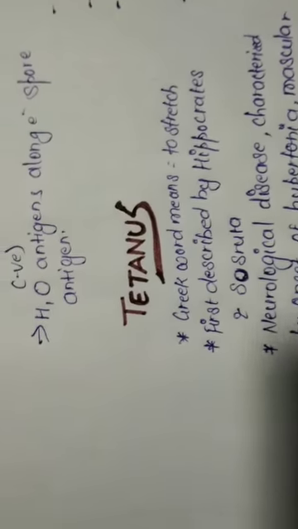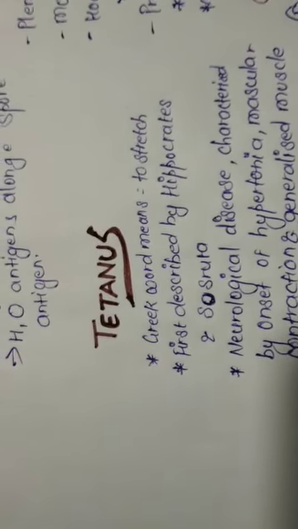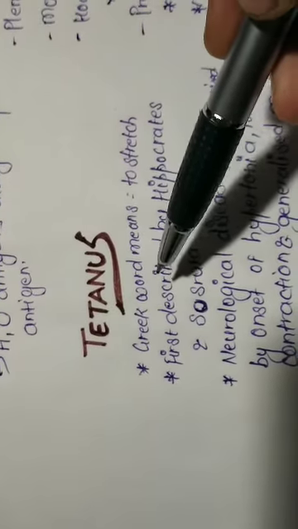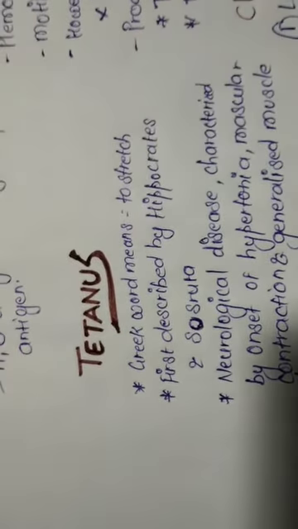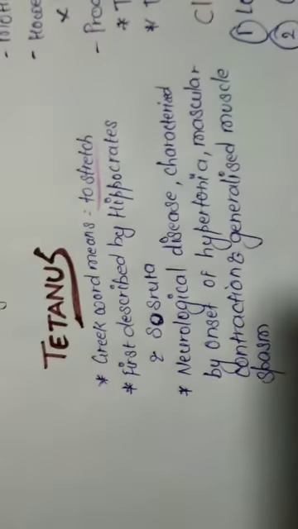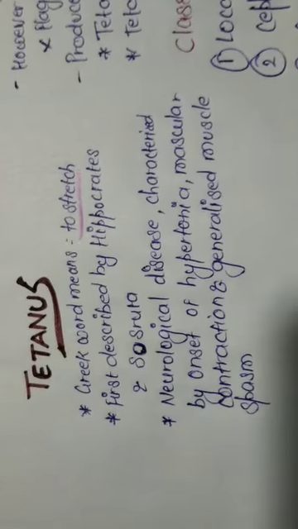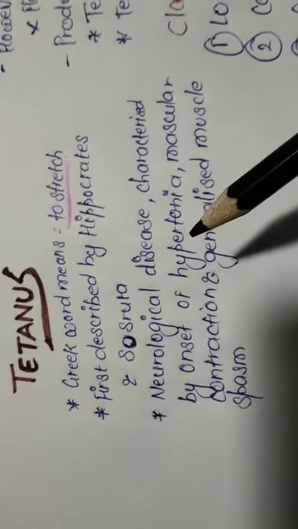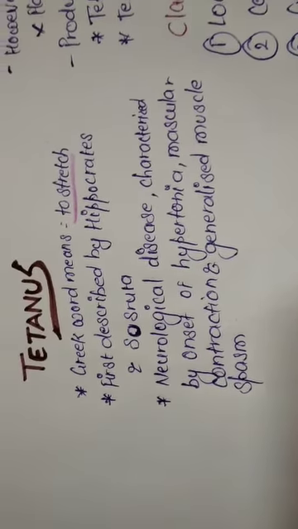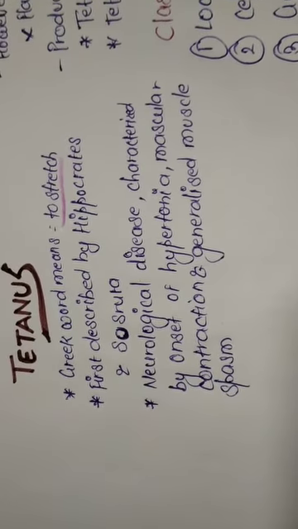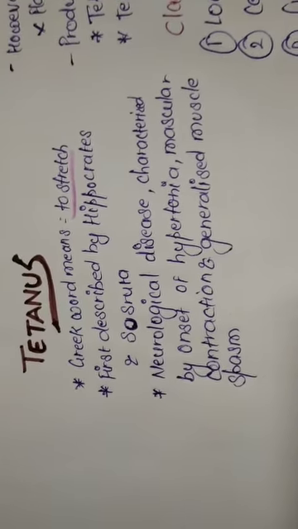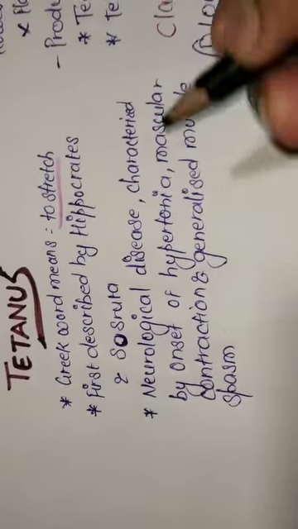Today I'm going to start with a new topic that is tetanus. Now, what is tetanus? Tetanus is taken from a Greek word that means to stretch, and it was first described by Hippocrates and Susruta. Actually, it's a neurological disease which is characterized by onset of hypertonia.